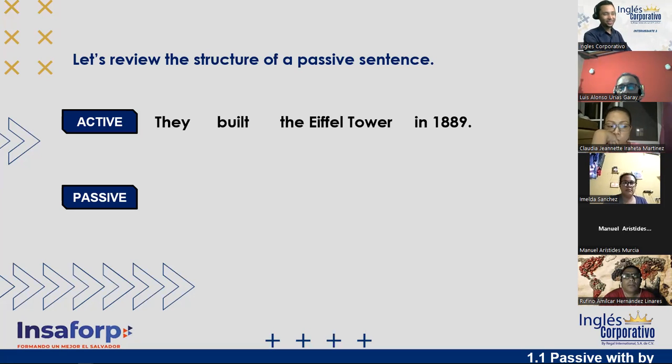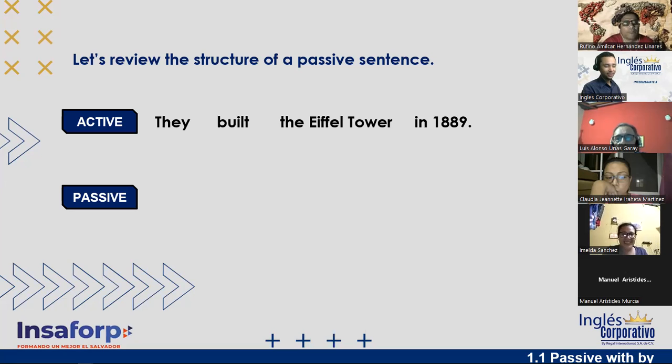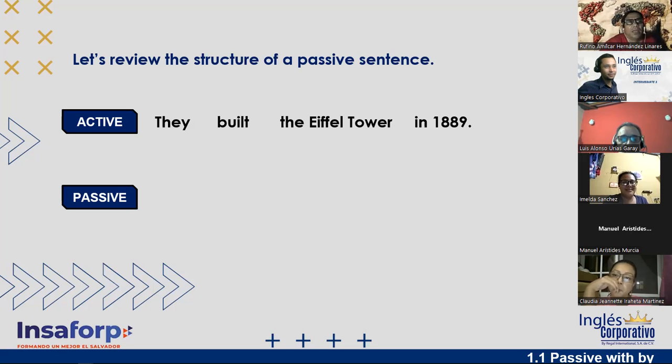Okay, Imelda wanted to participate. Yeah, maybe the Eiffel Tower was built by they in 1889. 1889, okay, but it's the same sentence that Manuel Aristides shared with us. Rufino wants to participate. The Eiffel Tower was built by in 1889. The Eiffel Tower was built in 1889.